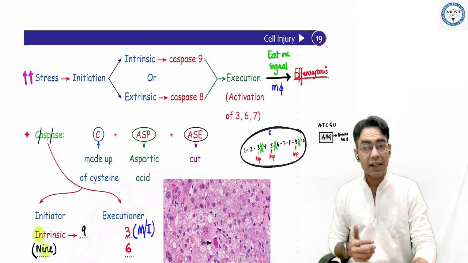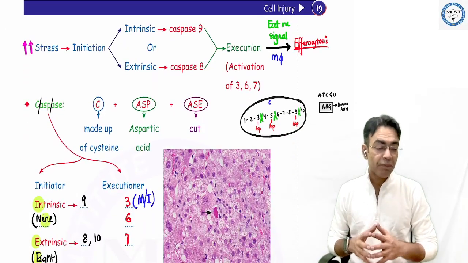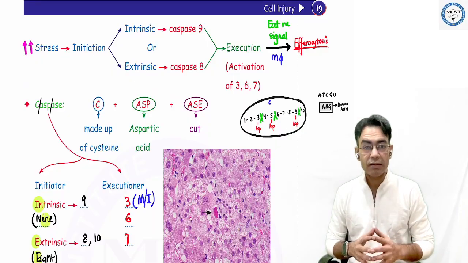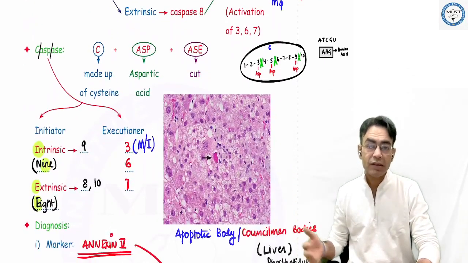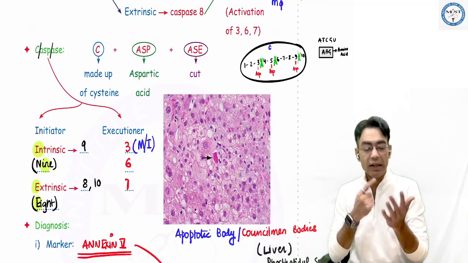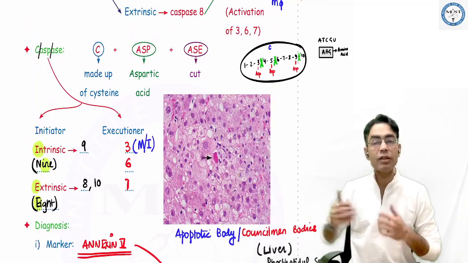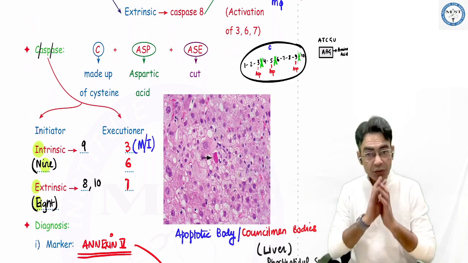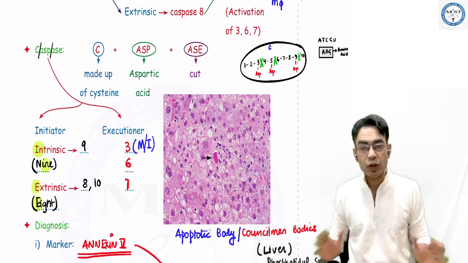So caspases are enzymes which are made up of cysteine, and they are going to cut the chain after every aspartic acid. Now, there are initiator caspases and there are executioner caspases. Initiator caspases could be intrinsic or extrinsic, 9 and 8, and executioner 3, 6, and 7. Out of them, the most important one is 3. Caspase 3 is the most important caspase of all.